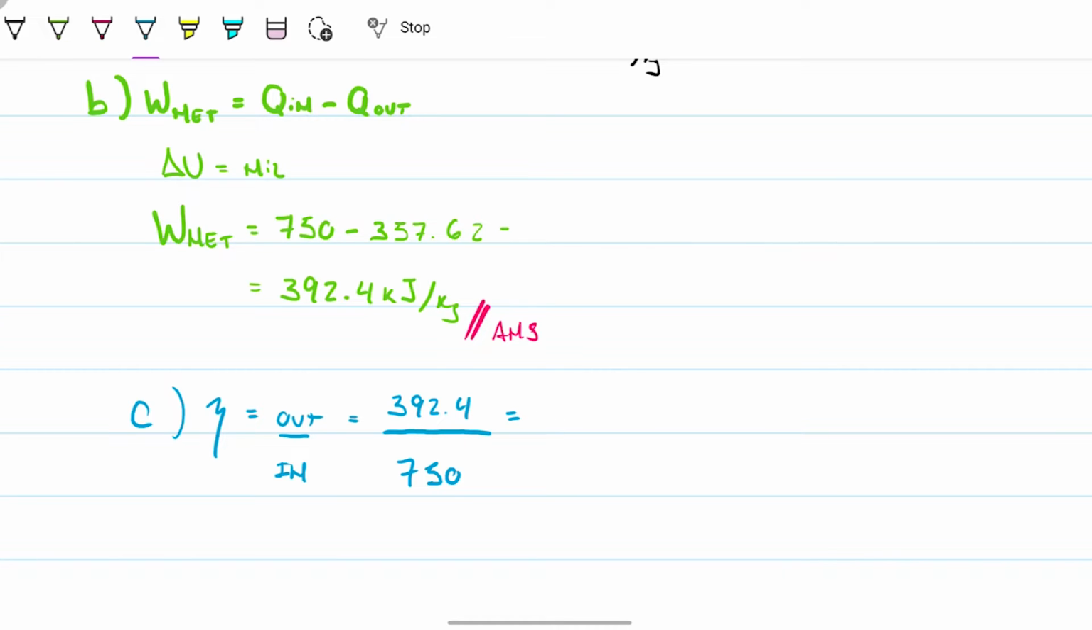So this tells me that my thermal efficiency is 52.3%. Okay, so for every little bit of energy I put in the heat addition process, I'm getting about half of it out as useful work.